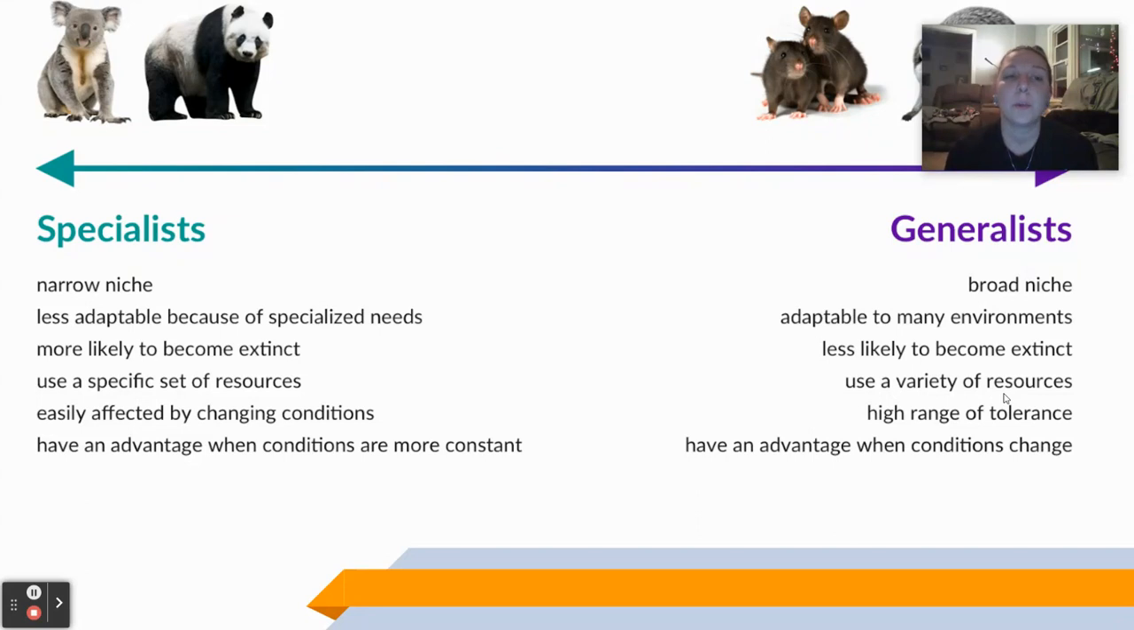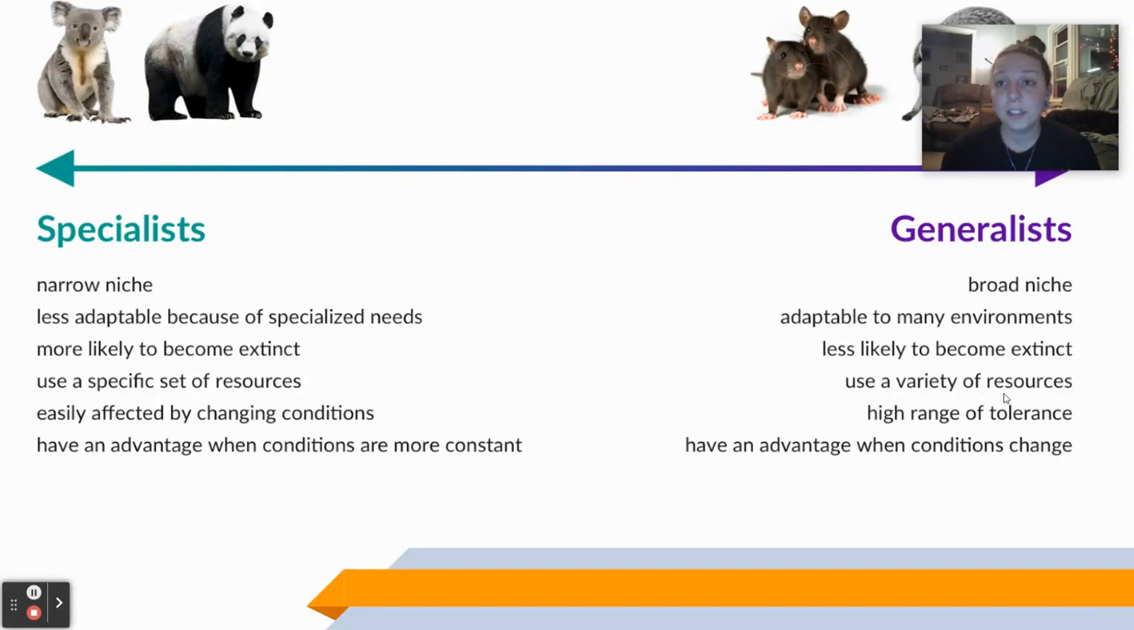So when we look at some characteristics here, we can see that our specialists, things like our koala and our panda, they have a very narrow niche. They're less adaptable because of the specialized needs that they have. They're more likely to become extinct because they can only use a specific set of resources, which makes them easily affected by changing conditions, but they do have an advantage when they live in ecosystems where conditions are more constant. You could essentially say that specialists are picky.